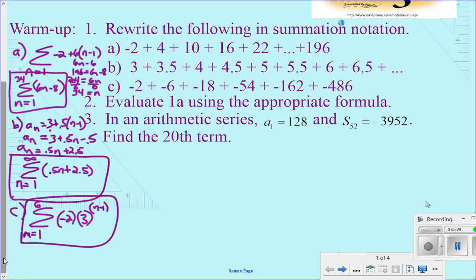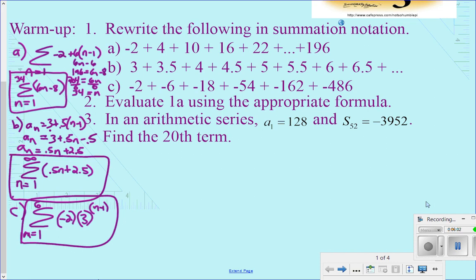Okay. Number 2. So number 2 says evaluate 1A using the appropriate formula. Well, hopefully you noticed in last night's homework there were 3 different sets of directions. So we had either rewrite in summation notation, which is what we just did. We took the series and turned them into summation notation or sigma notation. Also, some of the problems in the homework asked you to rewrite the series as a sum. In those cases, you were given sigma notation, and what you were supposed to do was write out each one of the terms with plus signs in between, but not actually evaluate the sum.